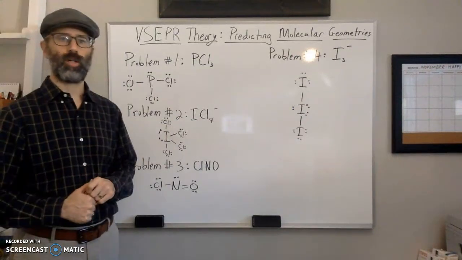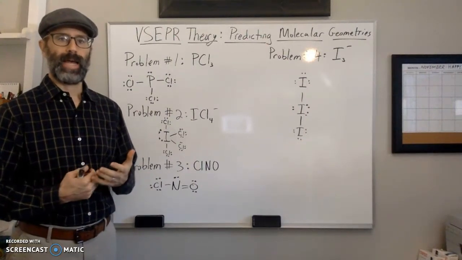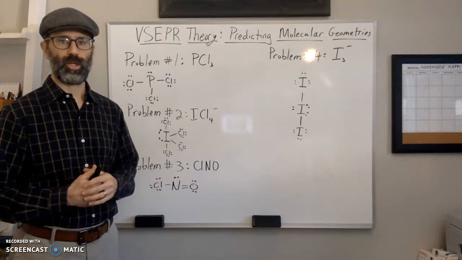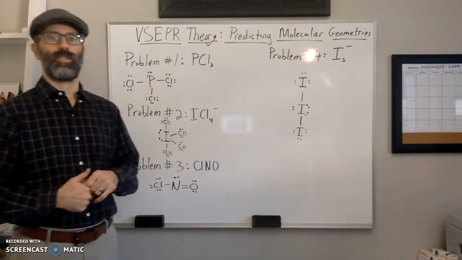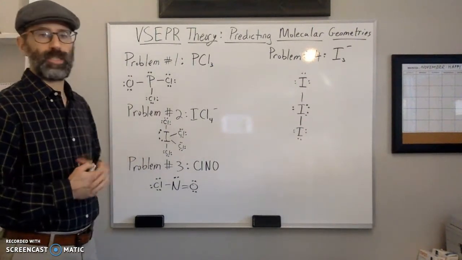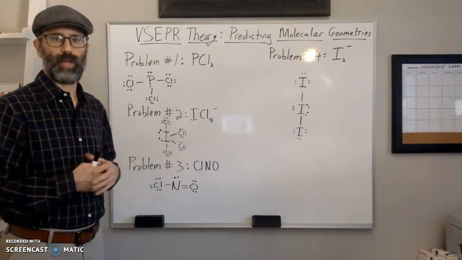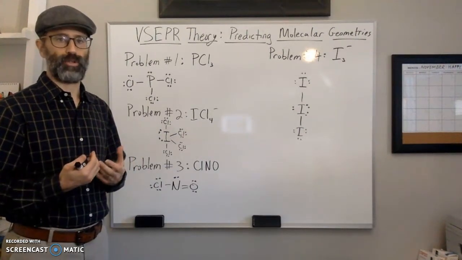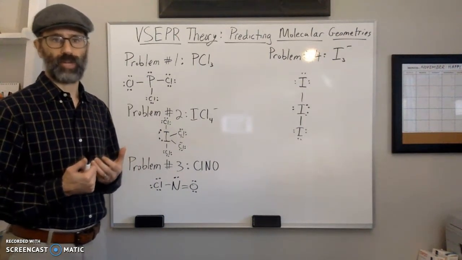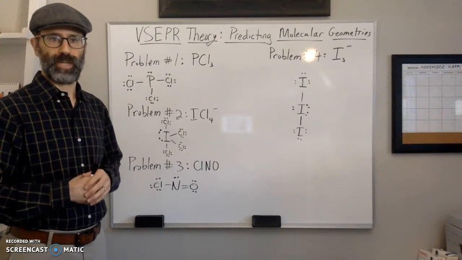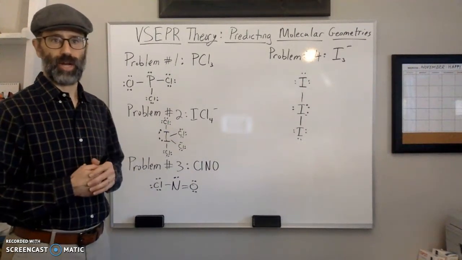My name is Mr. Cobalt, and in this video I'm going to be going over VSEPR theory and how to use it to predict the molecular geometries of molecules and ions. So the first thing you need to start with is your Lewis dot structure. I'm not going to go over how to do that in this video. If you know how to do your Lewis dot structures correctly, great. You're going to have to write a correct Lewis dot structure and then use that to predict what the molecular geometry is, or the electron geometry.